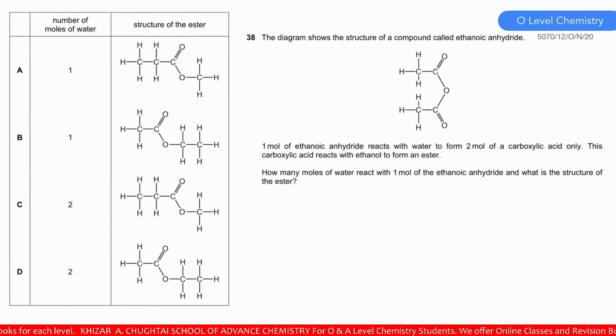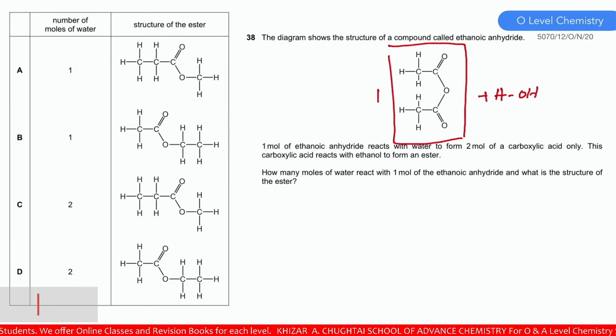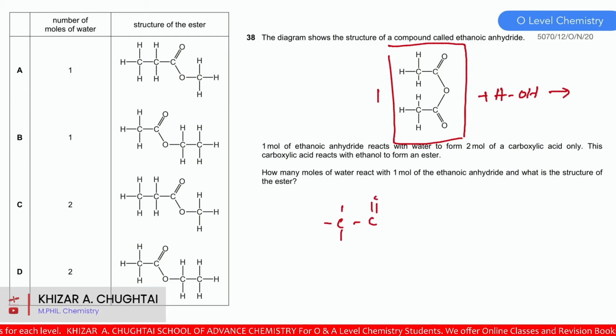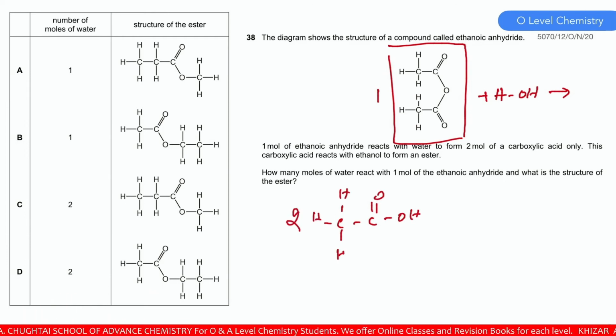Question number 38. The diagram shows the structure of the compound called ethanoic anhydride, this one. When 1 mole of this ethanoic anhydride reacts with water, H2O, you can write HOH, it is going to make 2 moles of ethanoic acid.